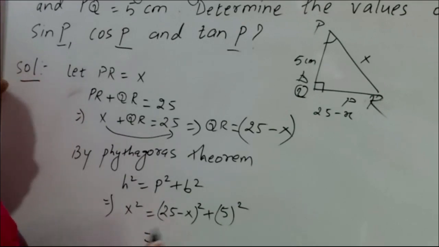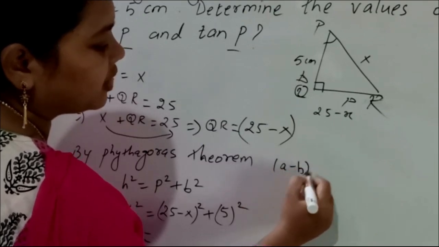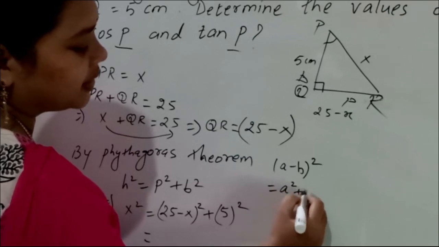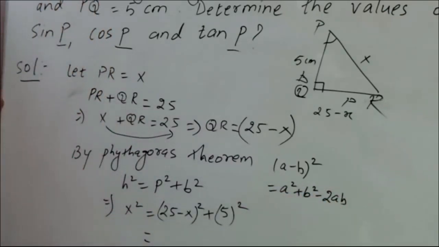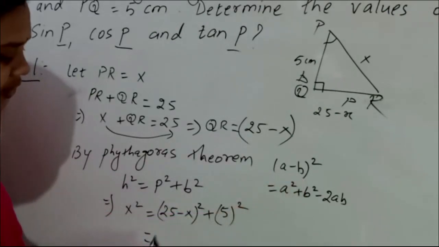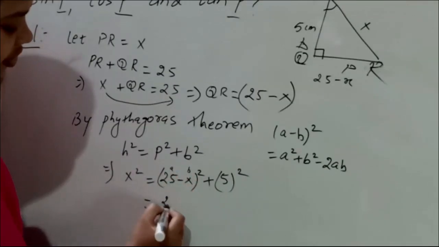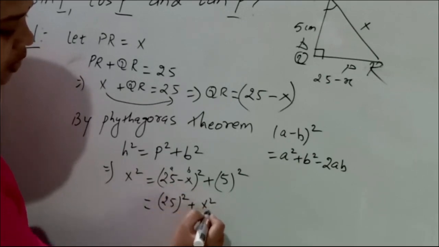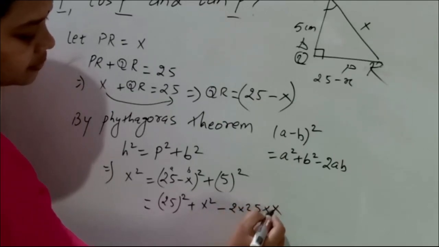Here 25 minus x whole square, we will use the (a minus b) whole square formula. (a minus b) whole square is equal to a square plus b square minus 2ab. What is a? 25. What is b? x. So 25 whole square, plus x square, minus 2 into 25 into x.